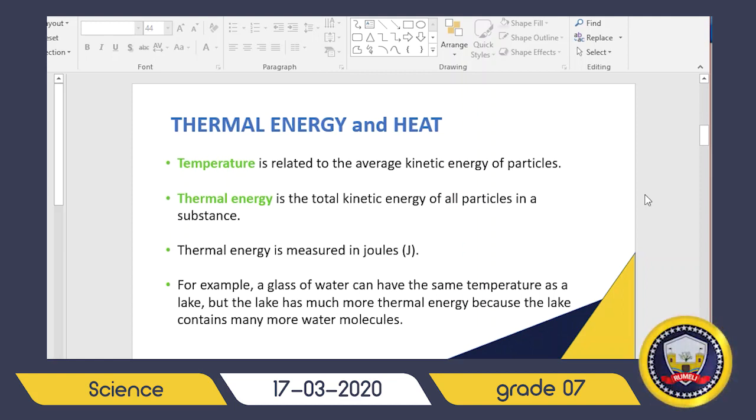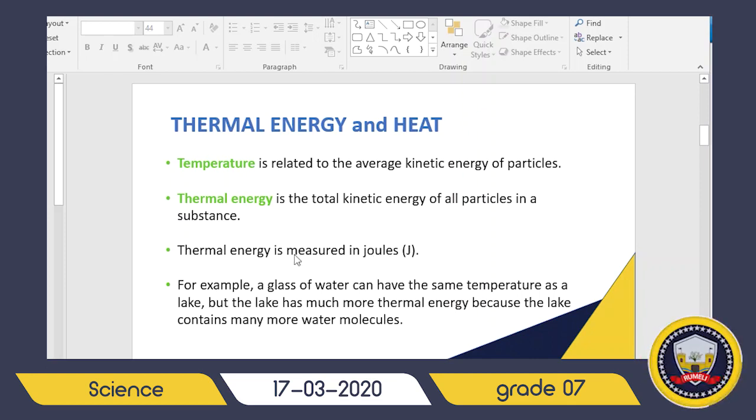And what is thermal energy? It is the total kinetic energy of all particles in the substance. It is not the average, it is the total kinetic energy. It is a type of energy, okay? Temperature is a measure of energy. It is not a type of energy, but thermal energy is a type of energy. It is measured in joules, not in Celsius. Don't forget. Thermal energy is measured in joules. Okay, and it is shown as this capital J.